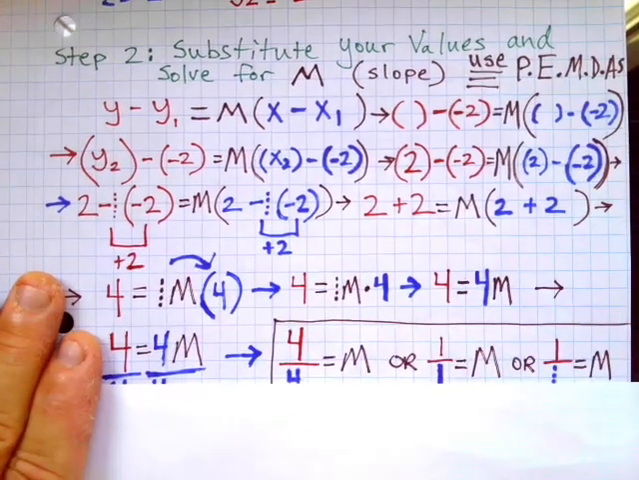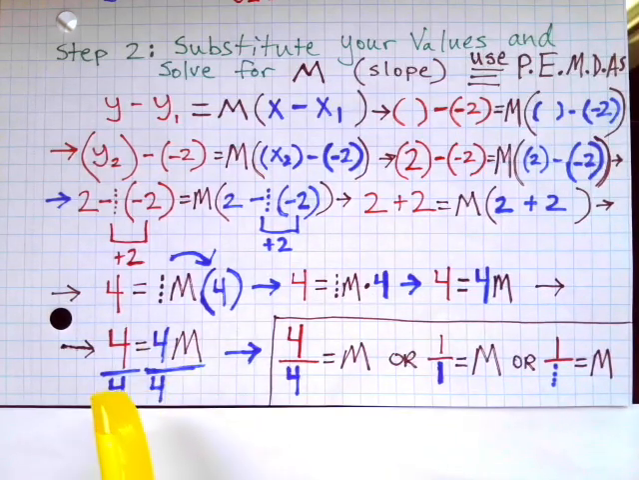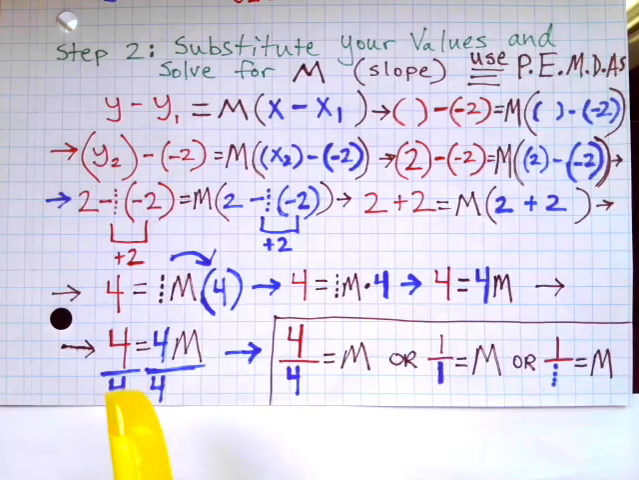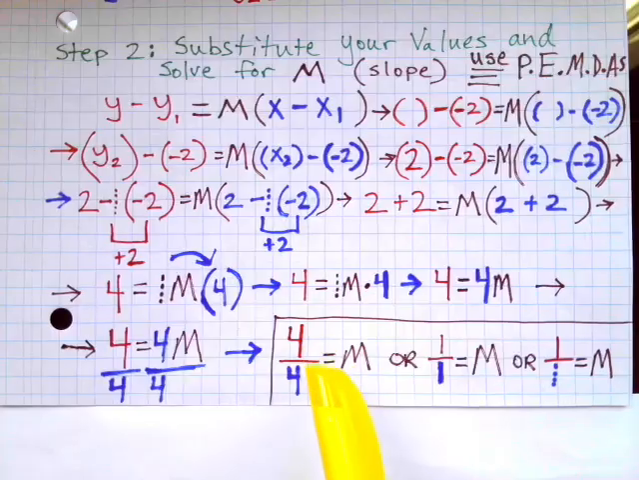Raise this up a little bit more. And you can see here 4 divided by 4, not just to one side of the equal sign. I've got to do it to both sides of the equal sign. 4 over 4 equals 4 over 4, which is 1m. 1m equals 4 over 4.